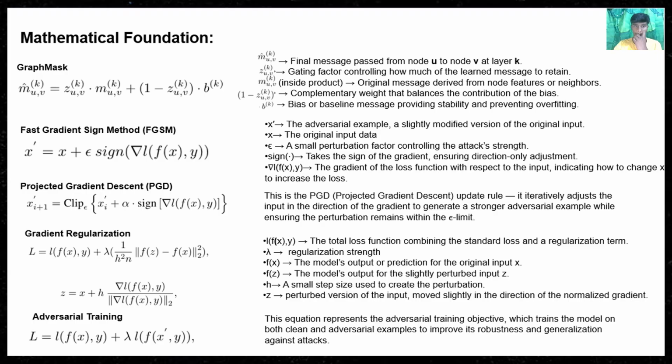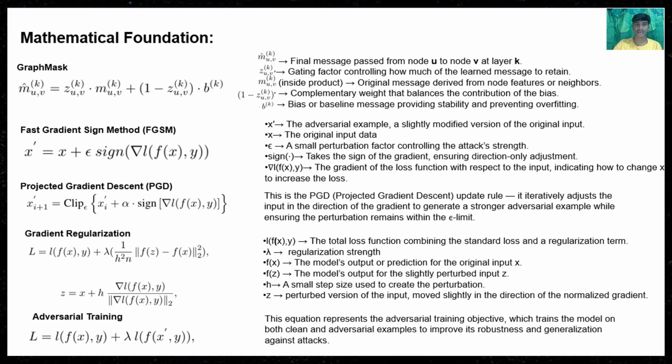And then the Fast Gradient Sign Method, FGSM. The Fast Gradient Sign Method, or FGSM, is used to create adversarial examples. It adds a small and controlled perturbation, epsilon, in the direction of the gradient sign to the original input x. This slightly changes the data to fool the model, and helps us evaluate how sensitive or robust the model is against such attacks.